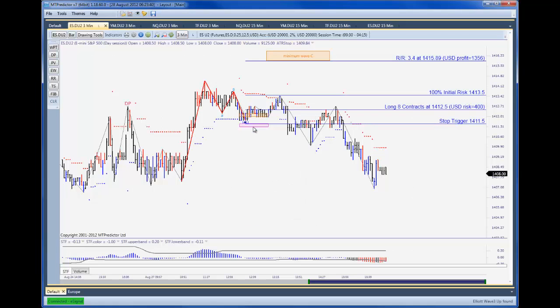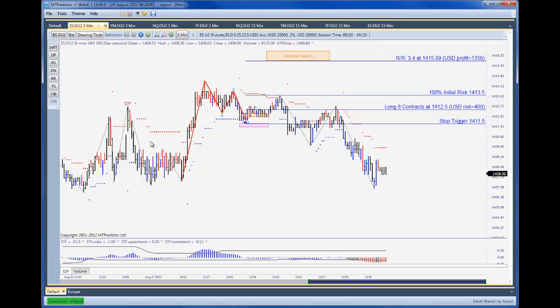If I put the analysis on, it went to the 100% initial risk level but then started to decline afterwards. The STF was red, therefore it was a standard MTPredictor trade setup. So the question I'm asking is, could the use of the 15-minute charts, which we talk about a lot in MTPredictor, have helped avoid this otherwise losing trade?